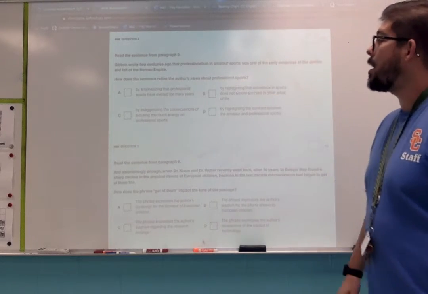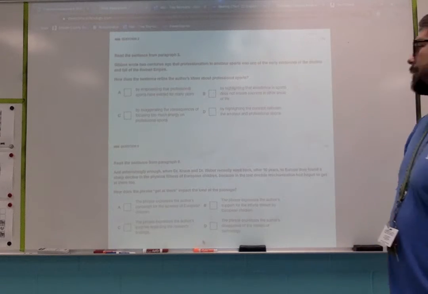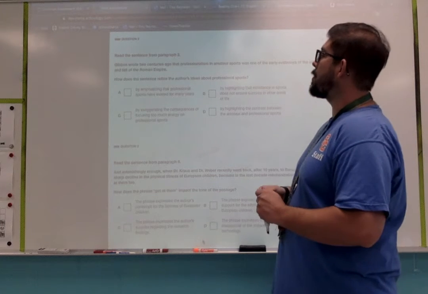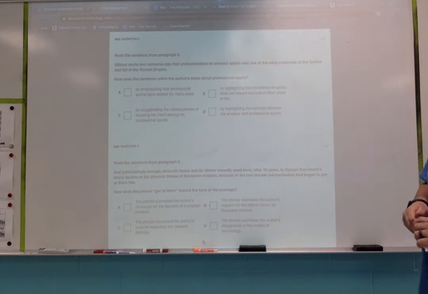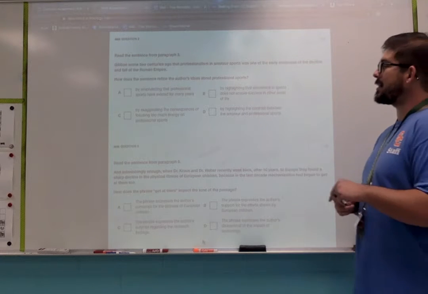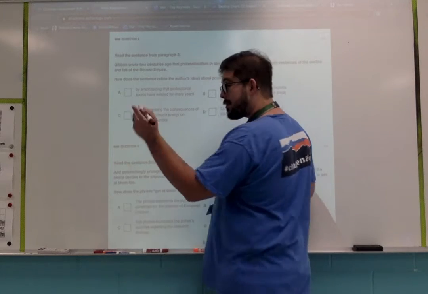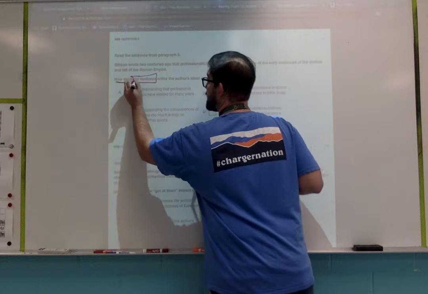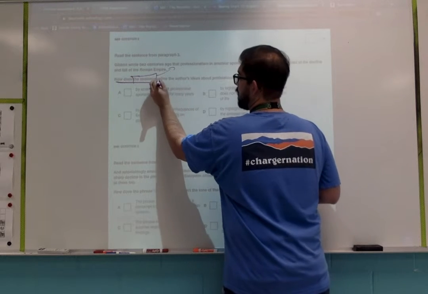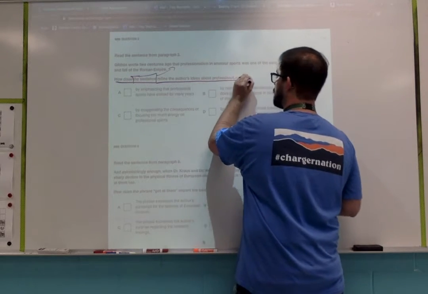So question 2, read the sentence from paragraph 3. Gibbon wrote 2 centuries ago that professionalism in amateur sports was one of the early evidences of the decline and fall of the Roman Empire. How does the sentence refine the author's ideas about professional sports? Now here's the question, okay? How does this tiny simple sentence that we have up here refine the author's idea about professional sports?